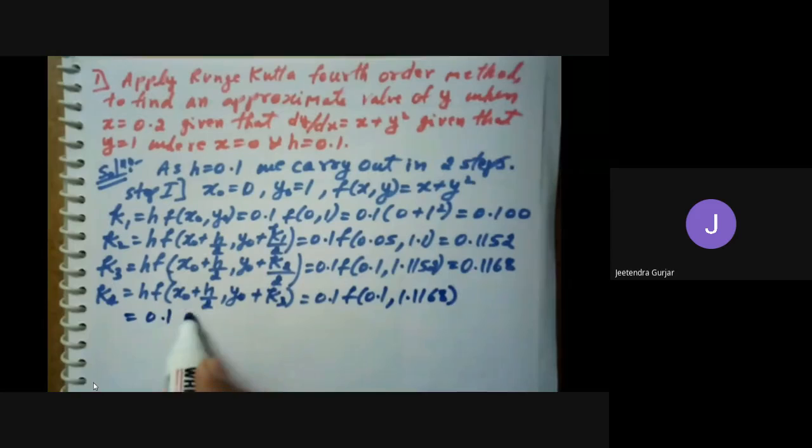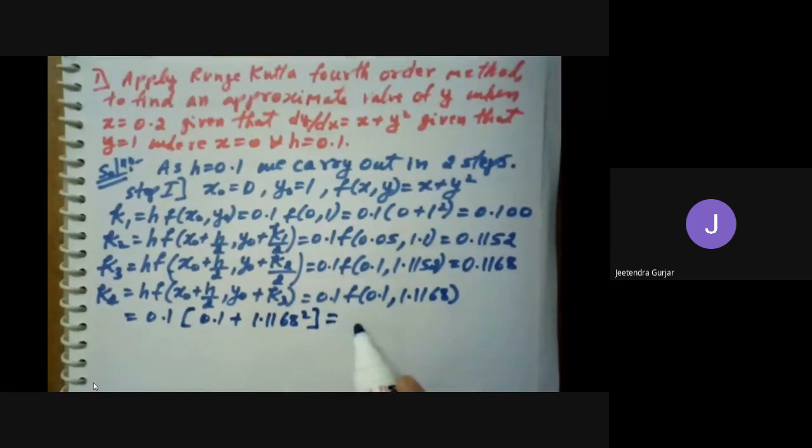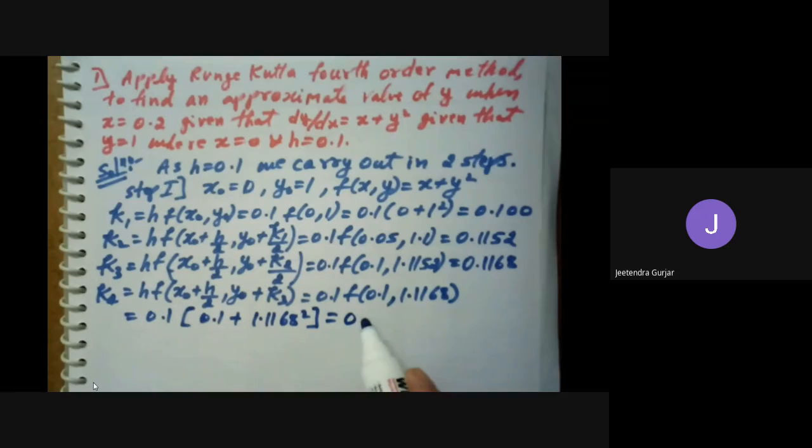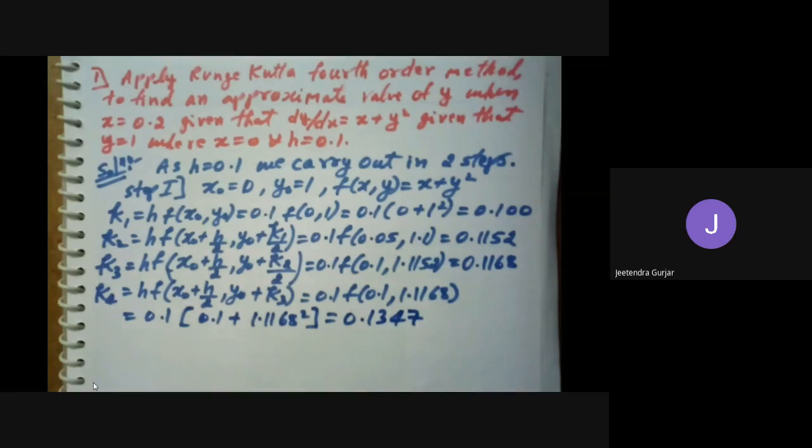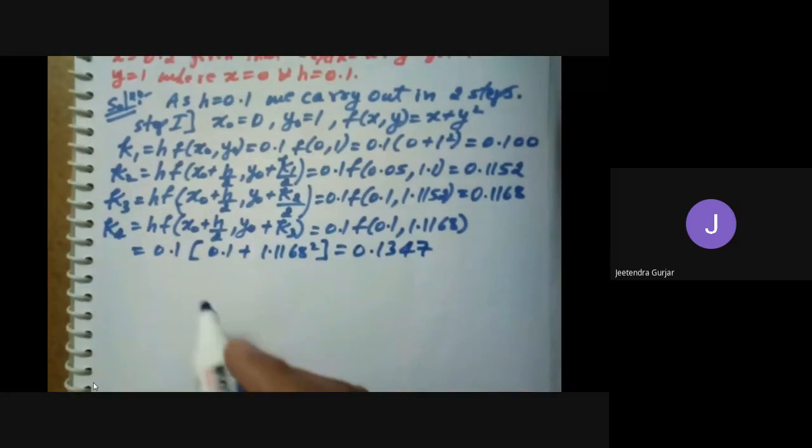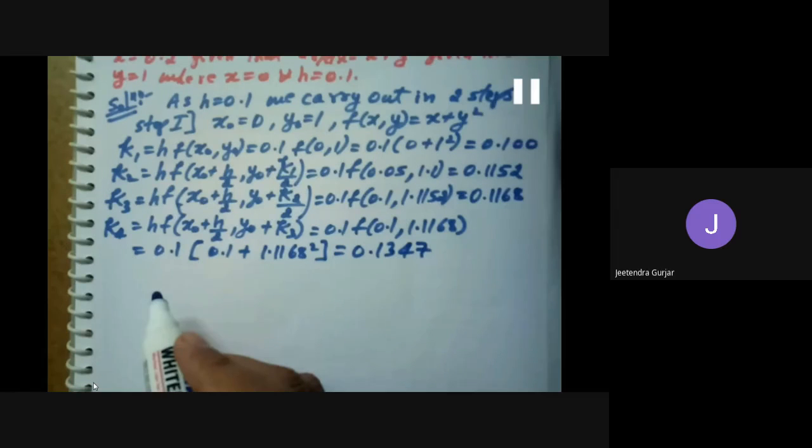So you can just simplify directly, students. It is 0.1 f of 0.1 comma 1.1168. When you substitute the values, it is 0.1 bracket 0.1 plus 1.1168 square, because it is x plus y square. So when you substitute, this is going to become 0.1347. By mistake, sorry for that, I have misplaced one value here. Try to remember that it is 0.05, there also it is 1.05, but the answer you will get is the same. That is not an issue.